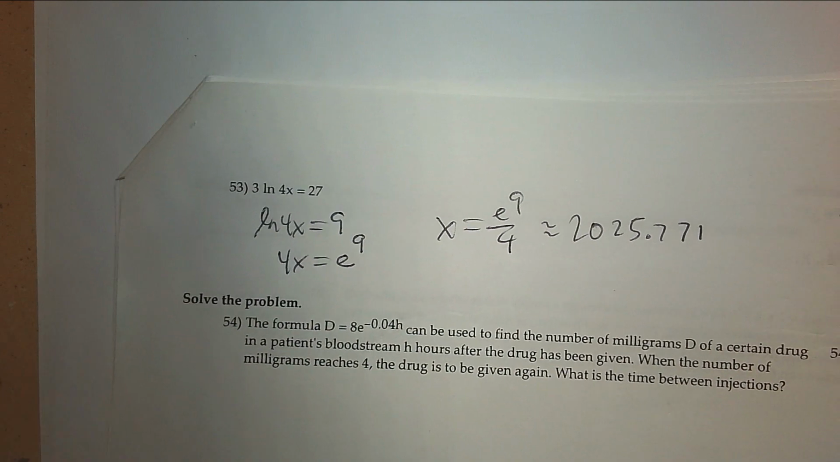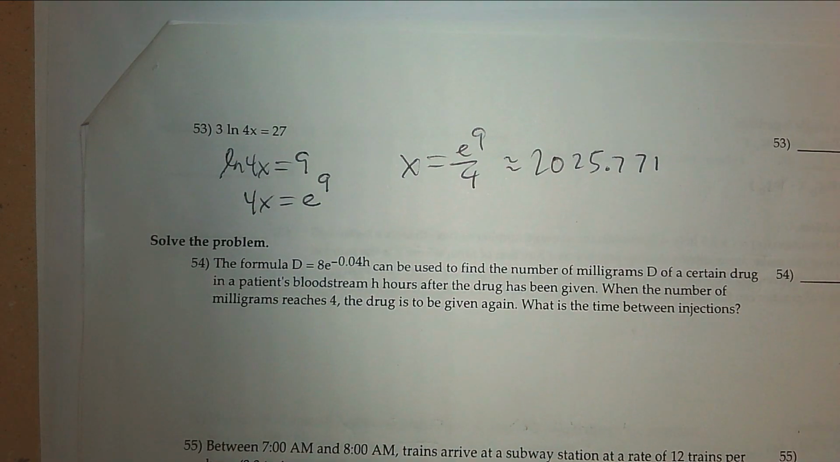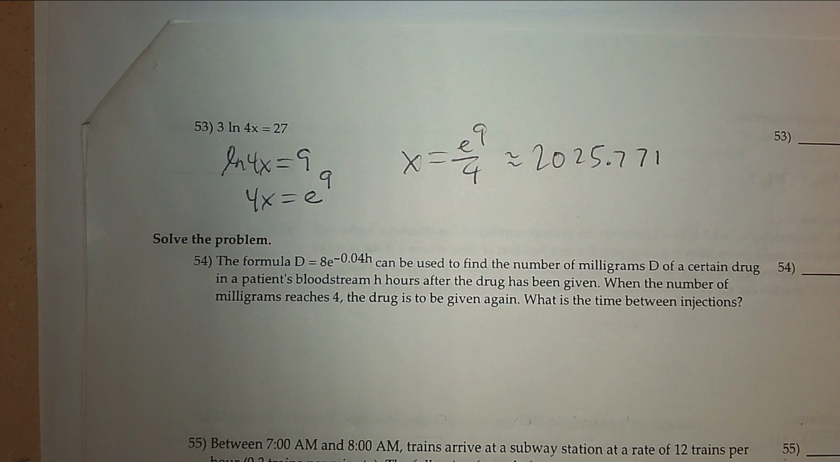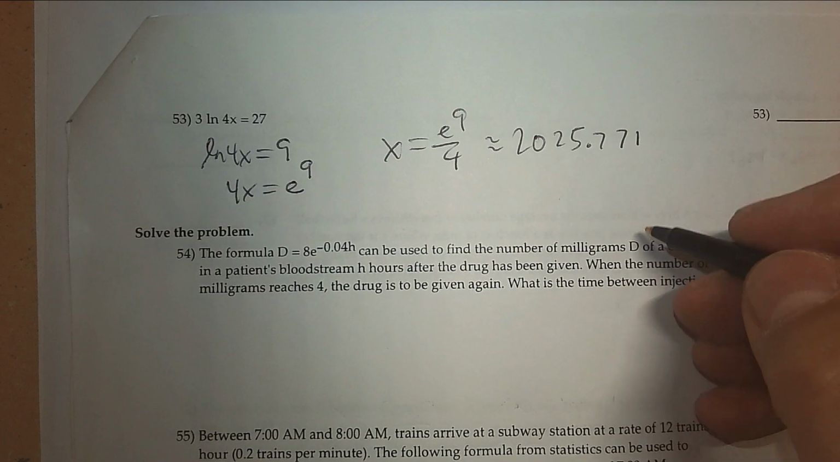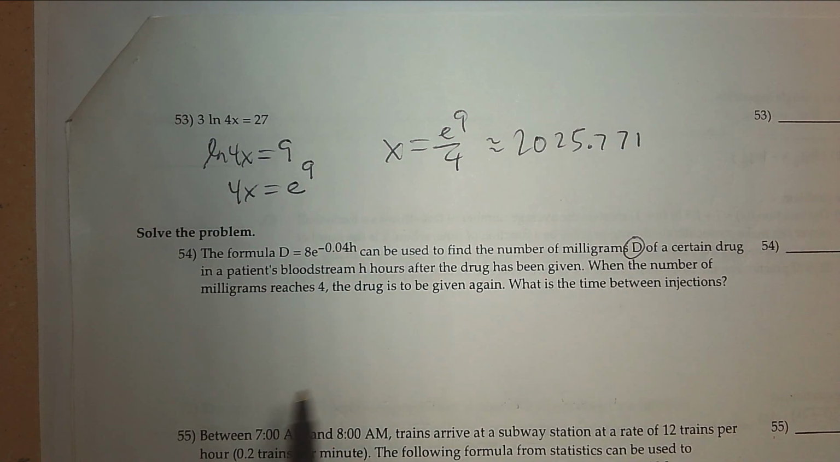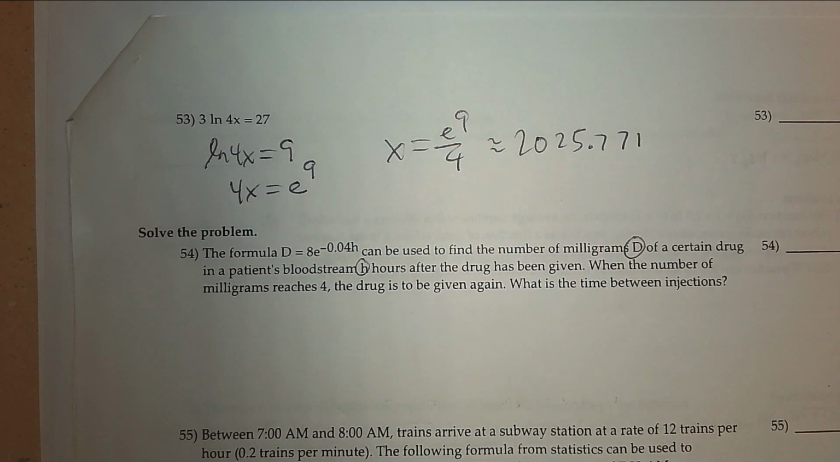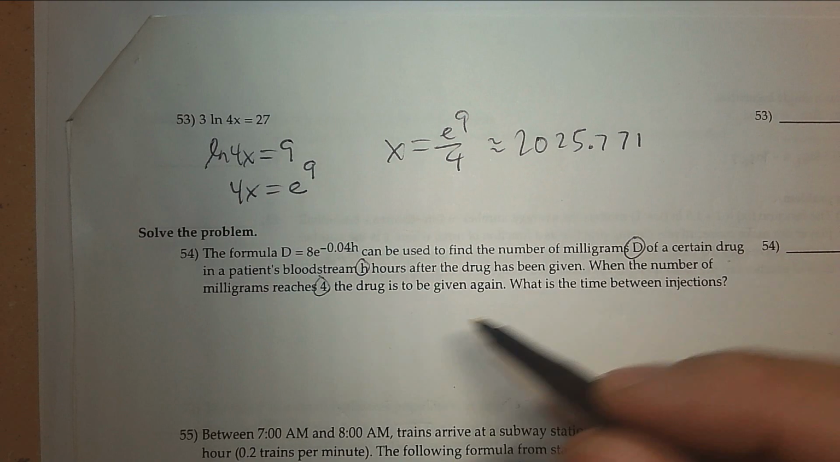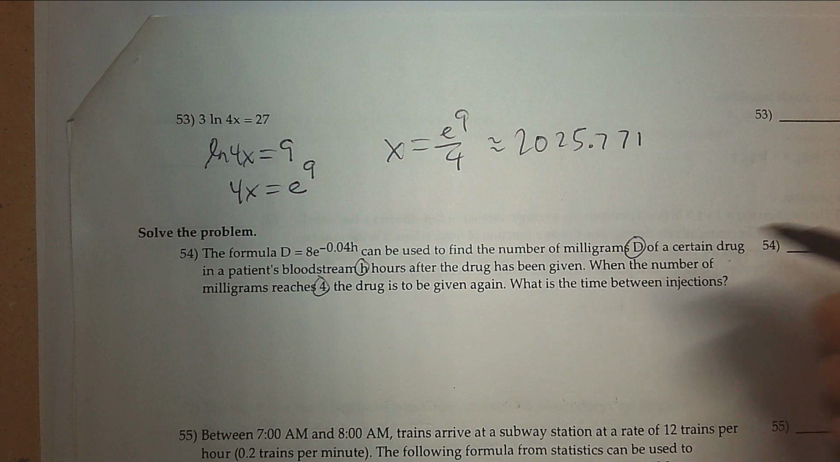The formula d equals 8e to the negative 0.404h can be used to find the number of milligrams d of a certain drug. So d stands for the number of milligrams in h hours after the drug has been given. When the number of milligrams reaches 4, the drug is to be given again. So what's the time in between?